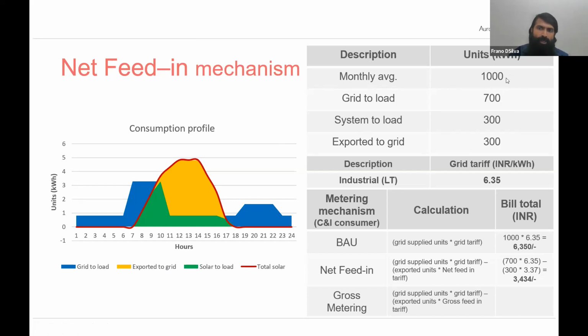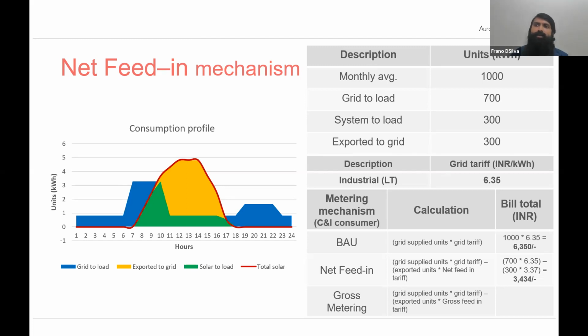And after the installation of the solar system, we have a grid contribution of 700 units, that is 70% of the load is supplied by grid electricity, that is 700 units. While the installed solar system satisfies 30% of your load requirement, that is by supplying 300 units of solar energy generation. And the remaining 300 units generated from solar energy are then exported to grid because they are excess to the load requirements.